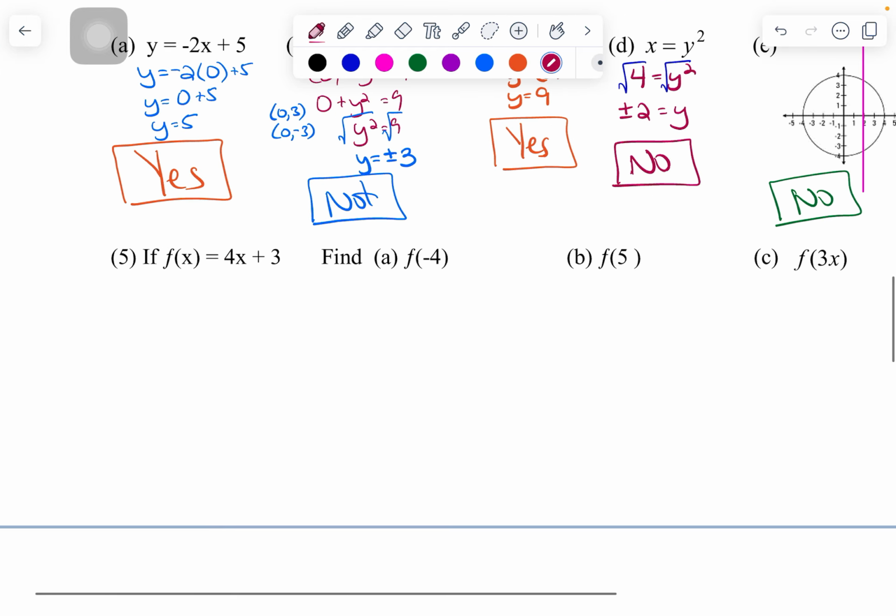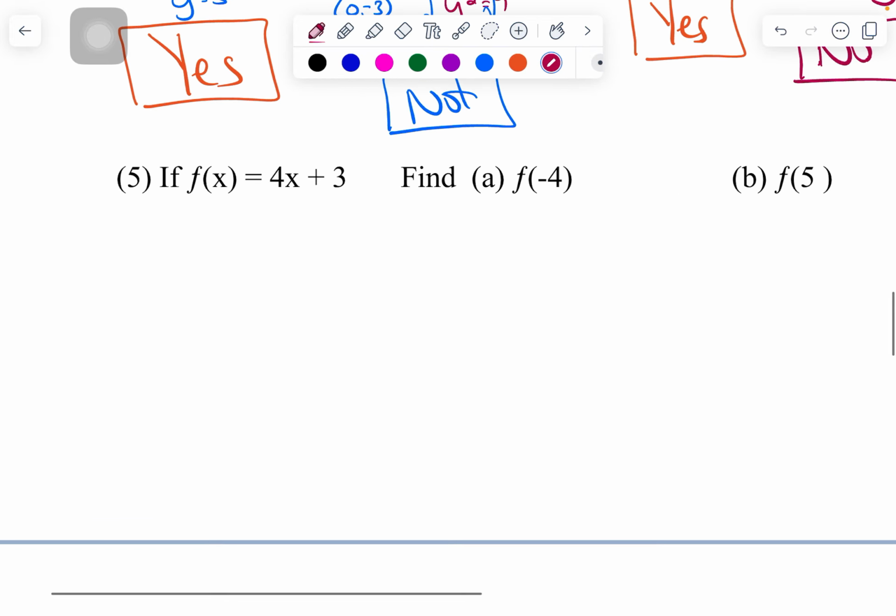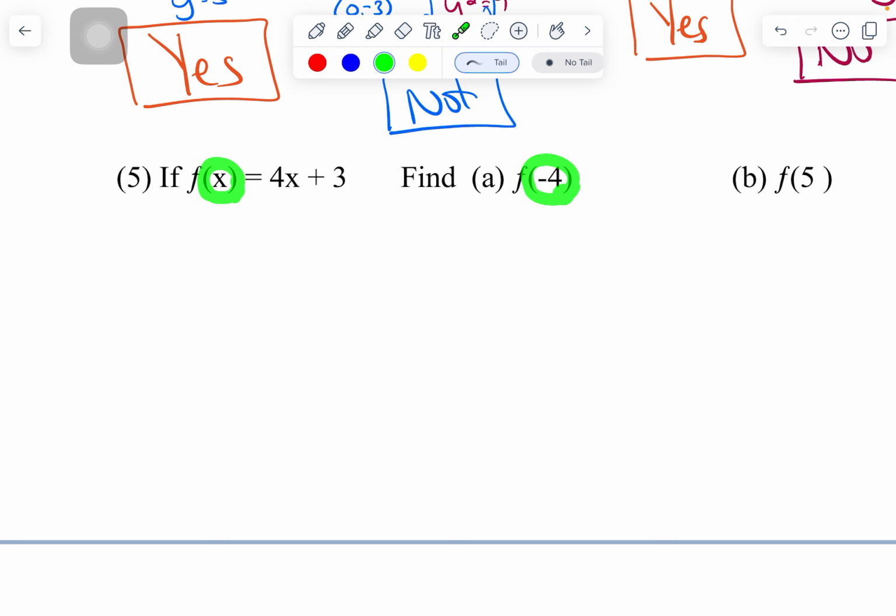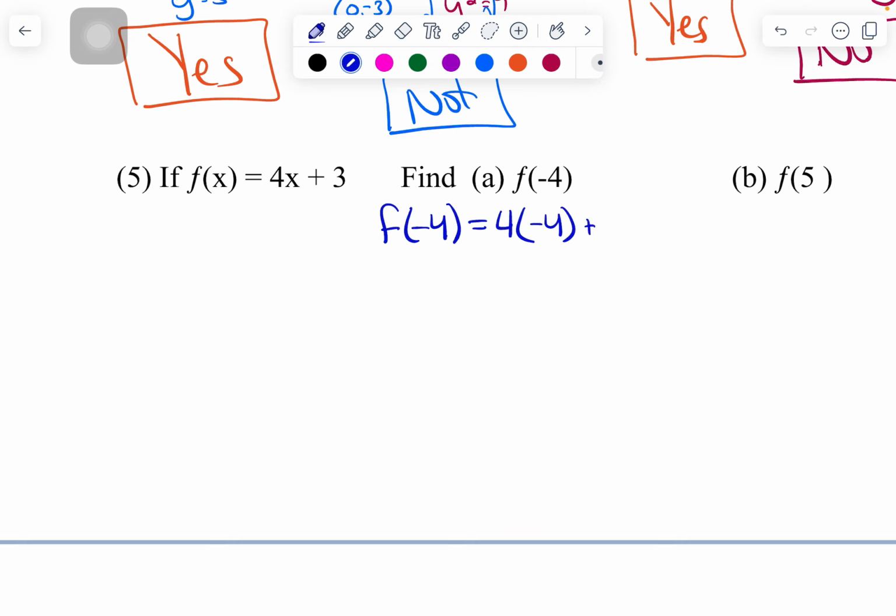The last part here that we're going to do for this video is problem number 5, which is evaluating functions. So the first thing I did is I gave you a function f of x, and I told you that f of x is equal to 4x plus 3. And I want you to find f of negative 4. So the idea here is what I notice is x in the original notation has now been replaced with a negative 4. So that's exactly what I'm going to do. I'm going to take x in the function and replace it with what x has been replaced with. So let's see. F of negative 4 is going to equal 4 times negative 4 plus 3. So instead of writing x here after 4, I replaced it with what x is now equal to.